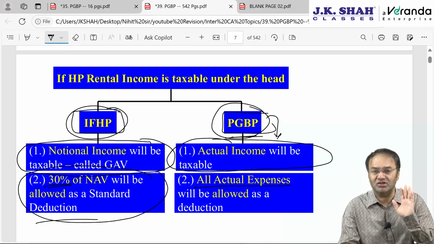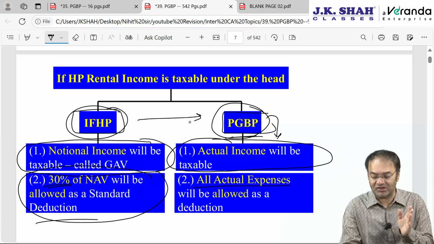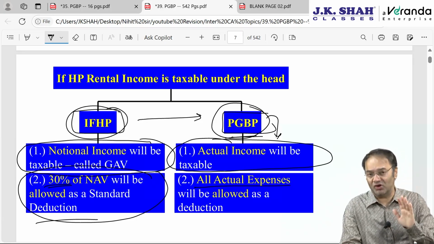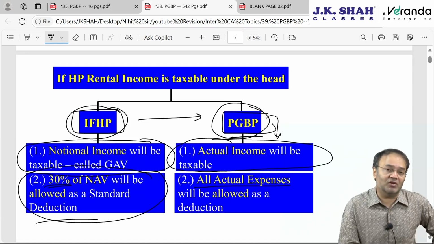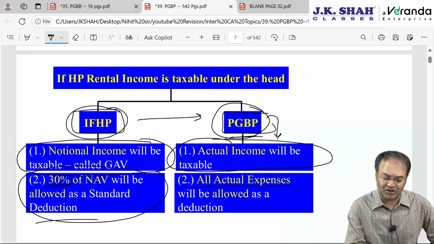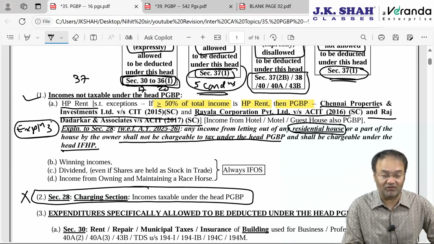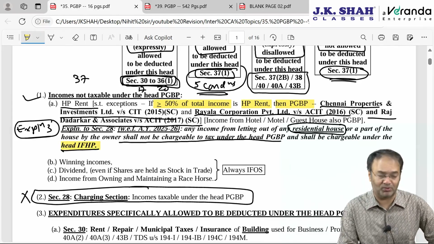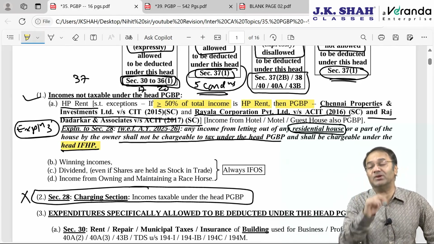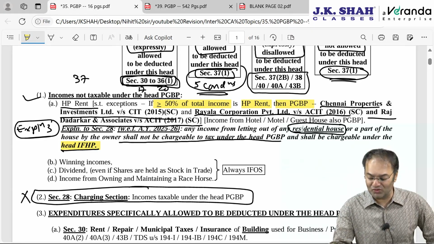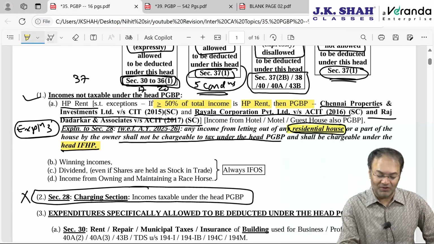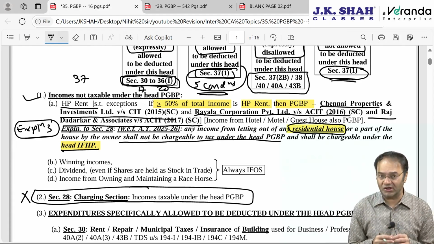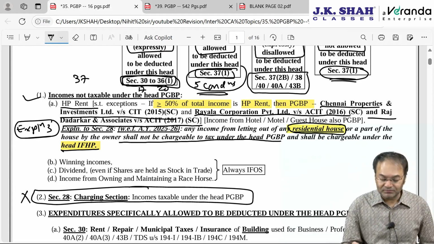Because of the Supreme Court decision since 2015, some people started offering it under the head PGBP, those whose substantial income was rental income. However, now all these things are stopped by Nirmala Sitharamanji by inserting Explanation 3, which very clearly states that it is compulsorily taxable under the IFHP only, come what may. However, mind you, in this Explanation 3, she has used the words rent from any residential house. So if it is a commercial property, then the assessee will still have scope of offering it under the head PGBP.